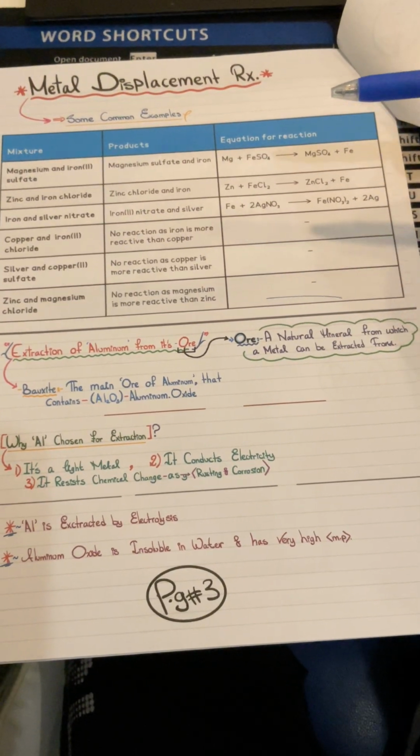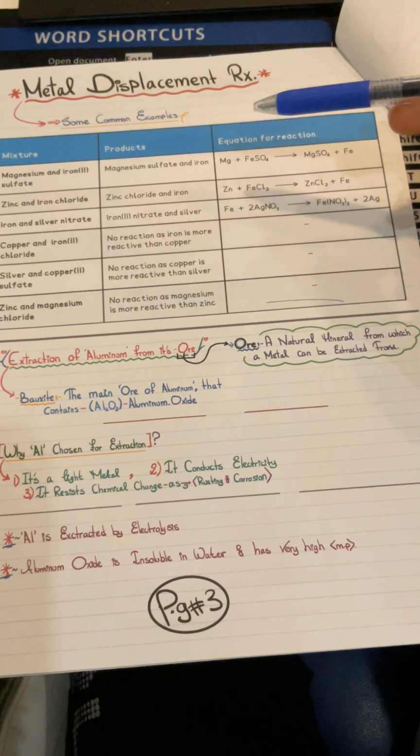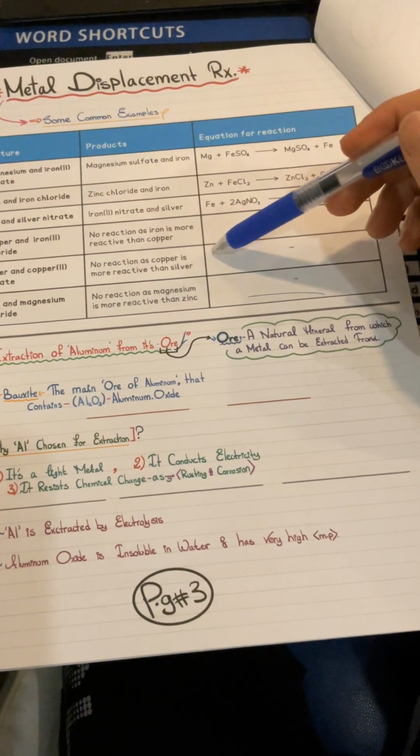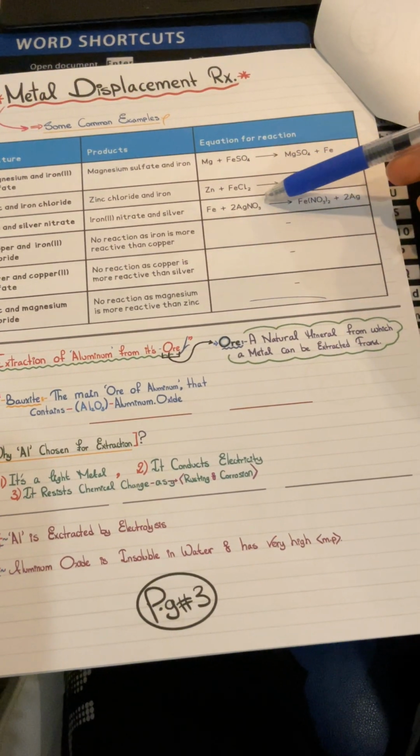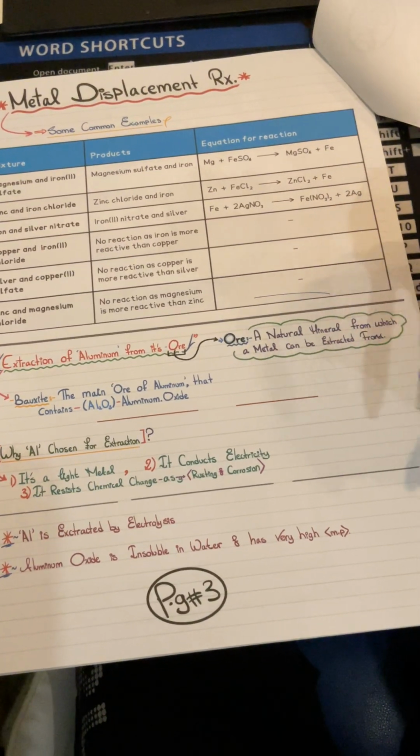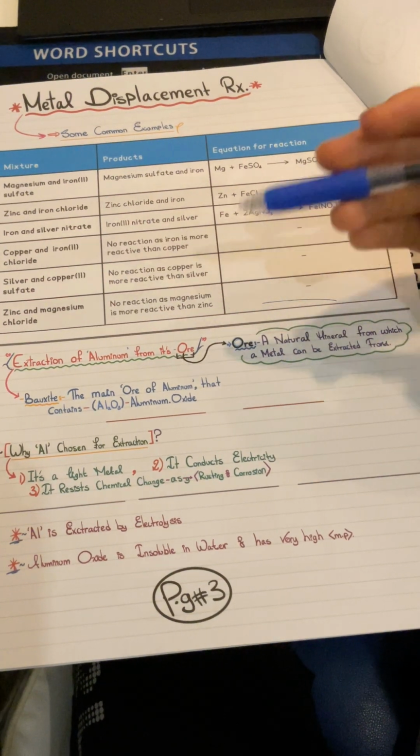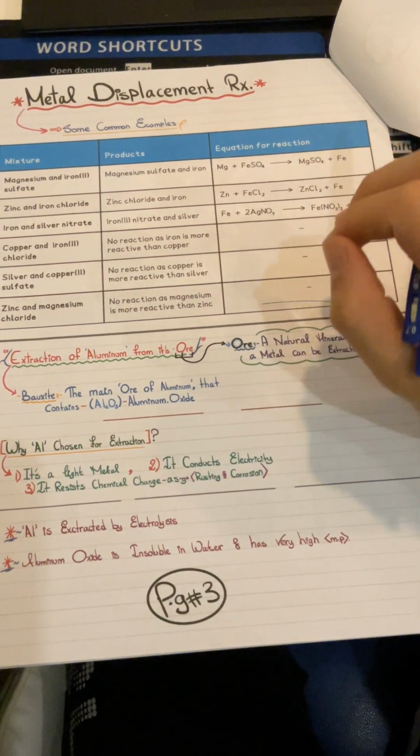Alright, basically showing which reactions will result in a displacement reaction because the metal is more active, and which reactions will not result in a displacement reaction because the metal is less active, okay? After you've reviewed this, let's have a look at how we extract aluminum from its ore, okay?